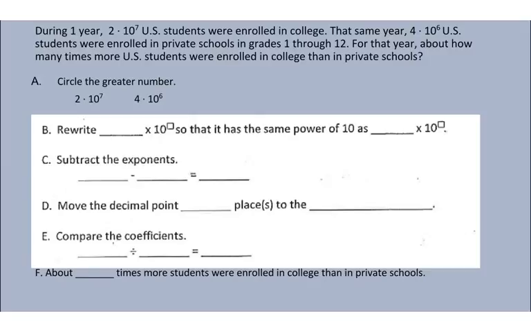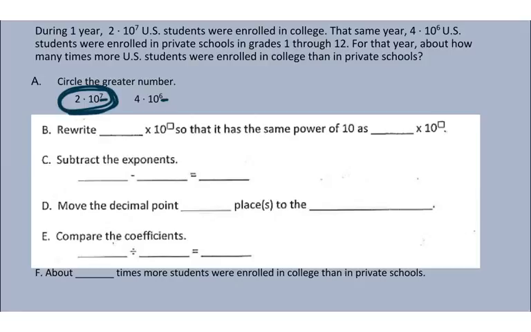Holy cow. When I look at that, I think to myself, I don't even know where to start. So here's how you start, okay? There's a process that you go through to see which one of those is larger and how much larger it is, how many times larger it is. So let's follow the process. A tells us to circle the greater number. Well, I know that since both of these have exponents and the 7 is larger, that this is my greater number.